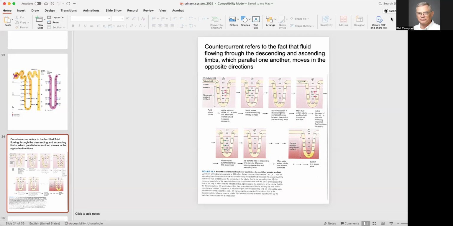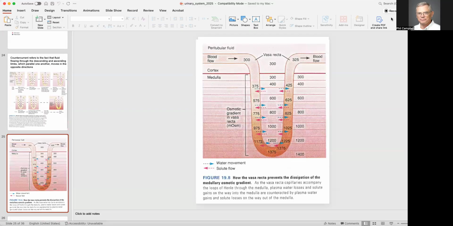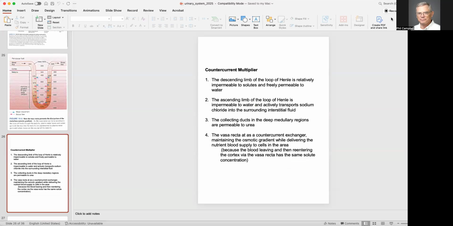Now, some students mix this up thinking that blood flow direction and tubular flow direction then must be different. They're not. They're in the same direction. That is not what countercurrent refers to. Countercurrent refers to this simply. The descending loop of Henle is permeable to water. The ascending loop of Henle is impermeable to water, permeable to salt. That's all that countercurrent means. Okay? Again, these are just showing how you establish that.